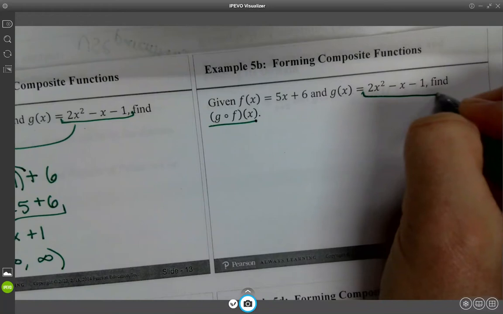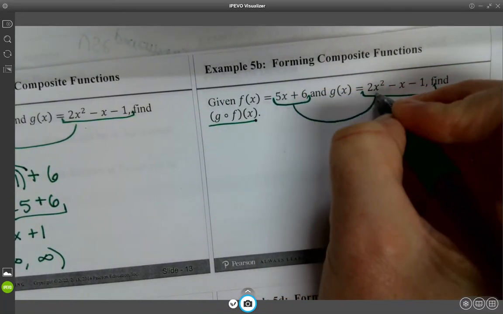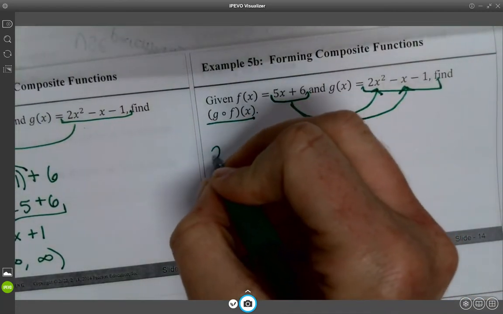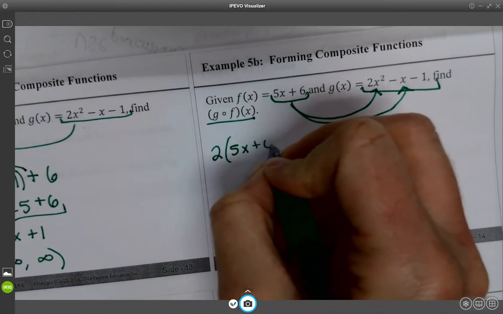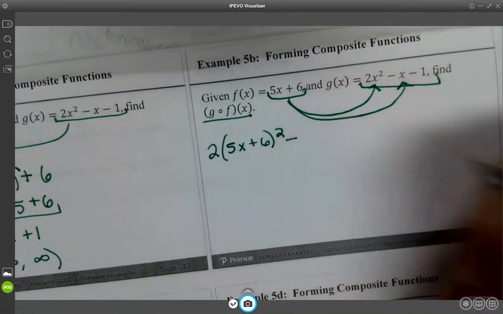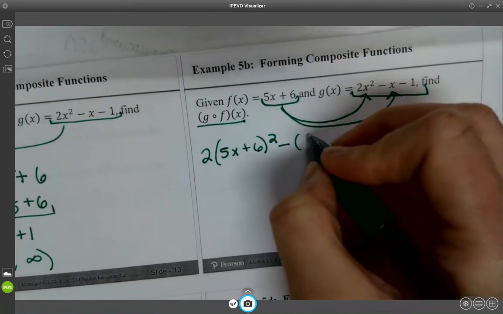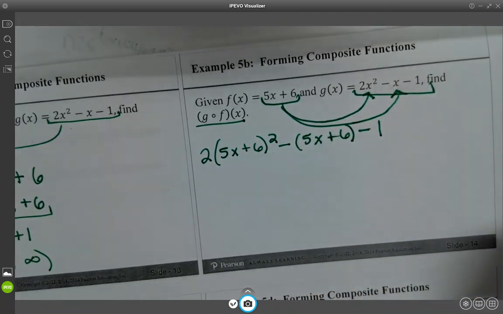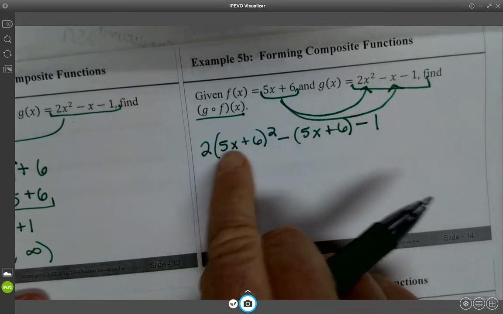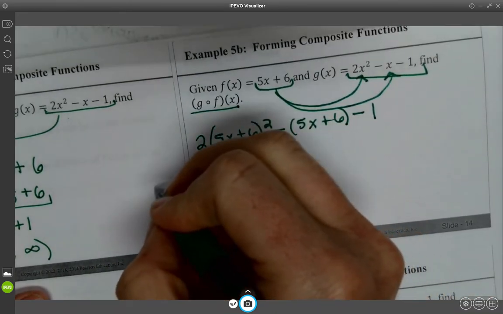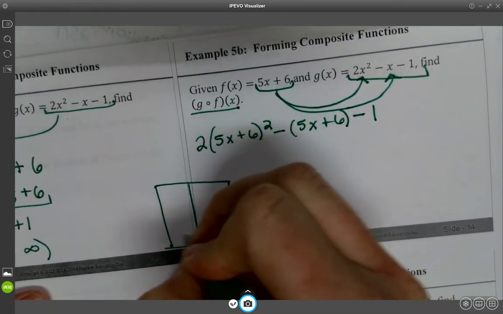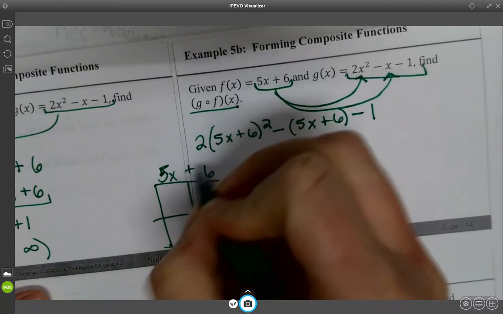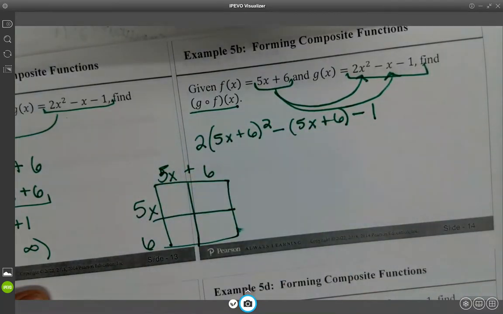So now we're going to use this and plug this in every time we see an x. So it's going to be 2 times 5x plus 6 squared, minus x, well, x is 5x plus 6. And the last part is minus 1. So on this, we're going to do that squared first. I'm going to do it like this, the box: 5x plus 6, 5x plus 6.